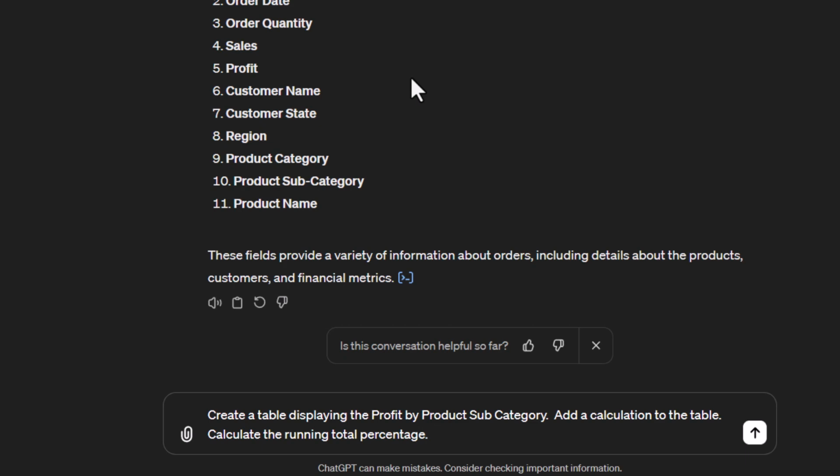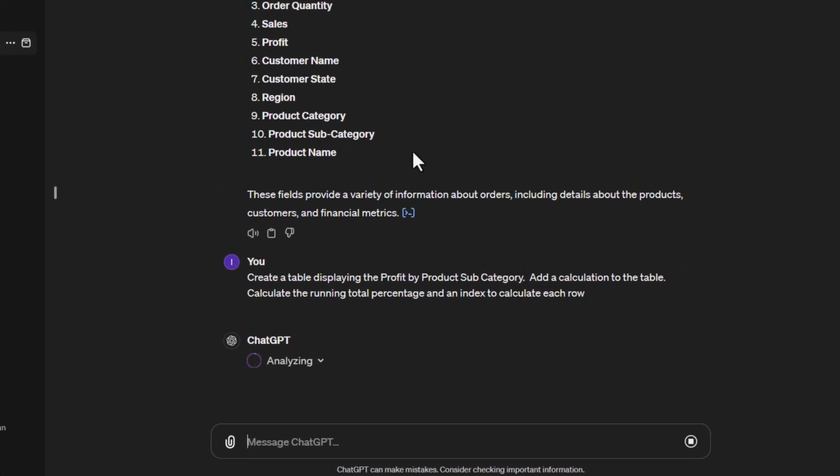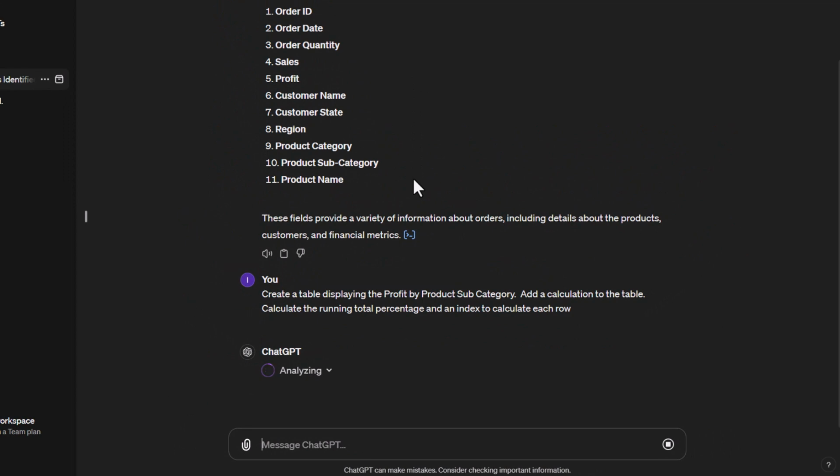So we're going to say an index, calculate each row. Okay, so we're going to start off with a smaller table here. We're going to look at our profit by our product subcategory, and we're just going to see some of the basics of Pareto in action here.